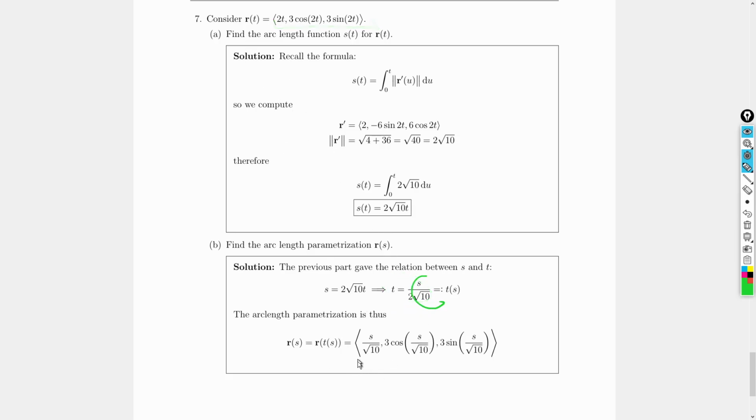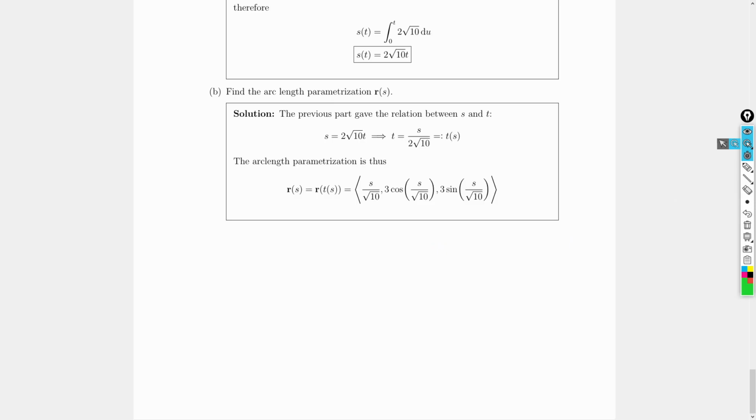The 2's cancel, and we just end up with root 10 in the denominator for everything, because helpfully there's 2's everywhere in each of the component functions, so the 2 gets canceled, and we're just left with that. Yeah, and I guess I don't have anything else to say, so that's that.